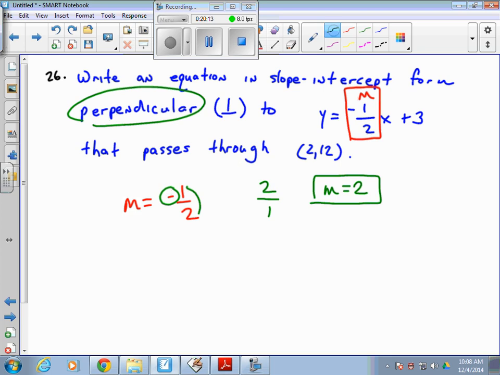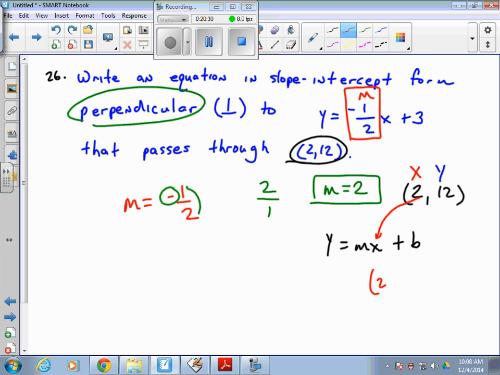Use the point that's given to you, 2, 12, and this is your x value. This is your y value. Again, y equals mx plus b. Plug everything in where it belongs. X's value will be plugged in right here. It's right next to it, so it'll be 2. Y's value will be plugged in right here. It's 12. And m's value will be plugged in right here. It's 2. Everything else, the equal stays the same.